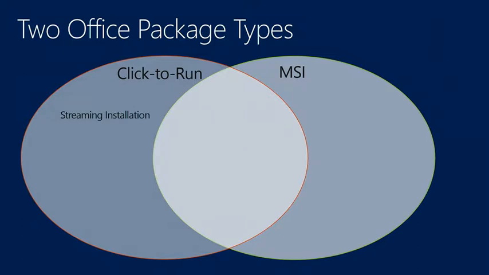So the difference: Click-to-Run is an app streaming installation. So we stream down the package. You can start using it while the streaming is still going on in the background. And once it's fully streamed down, it's cached there on the PC. So it doesn't stream every time you open up Office or anything like that, but it does stream that initial install. So you can get up and running in a couple of minutes without having to wait for everything to come across. MSI is a classic installation approach.